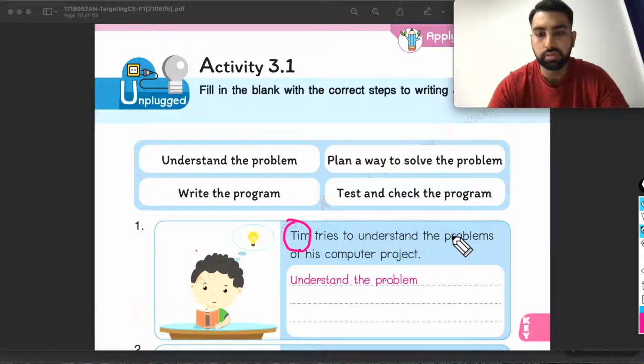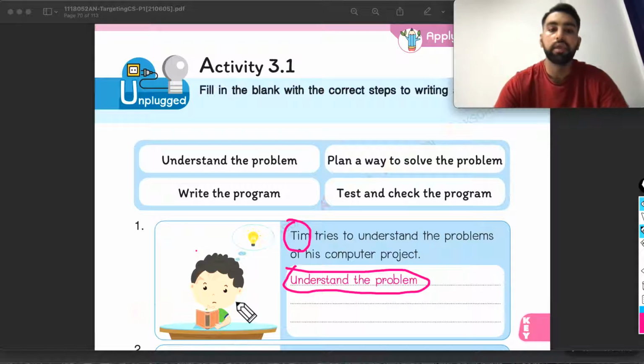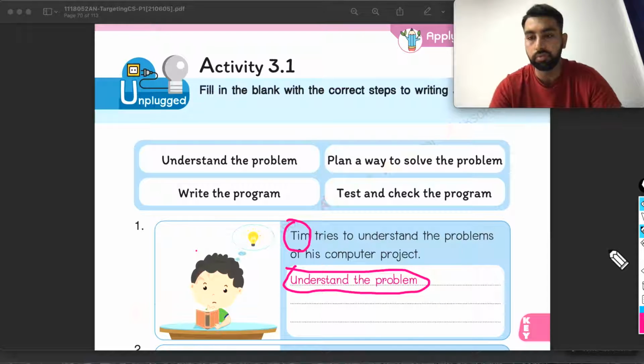Tim tries to understand the problems of his computer project. So what is the step he has to follow? Okay, understand the problem. He has to understand what the problem is, then he has to solve the problem.